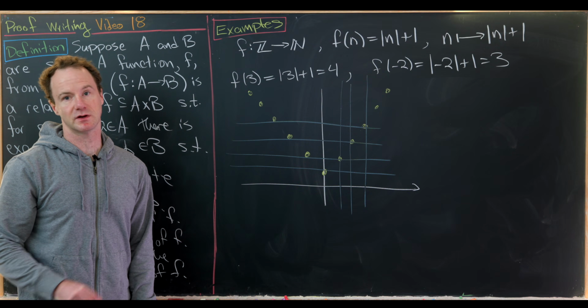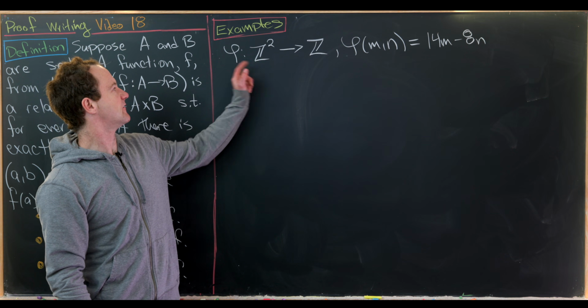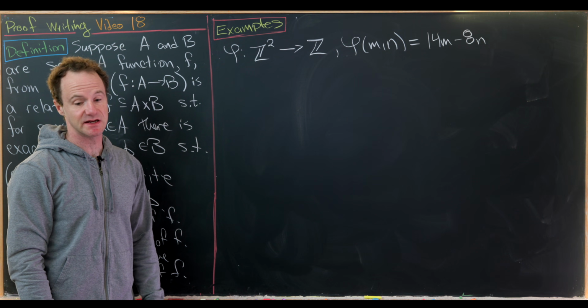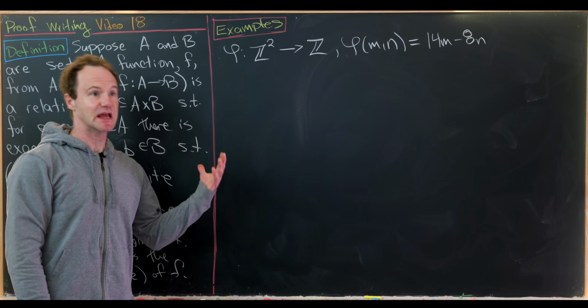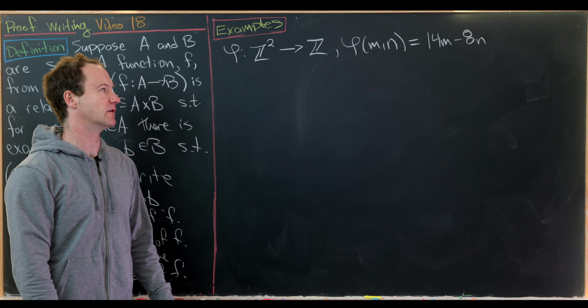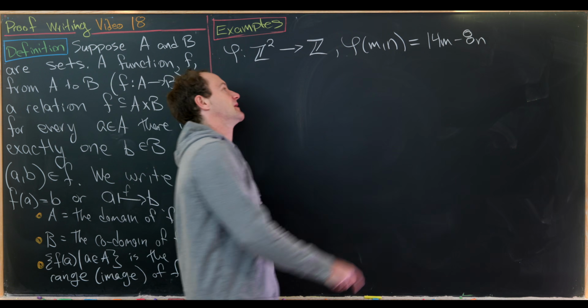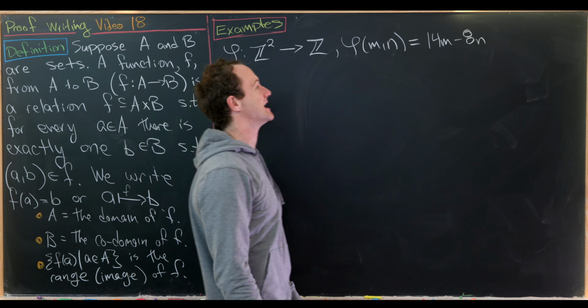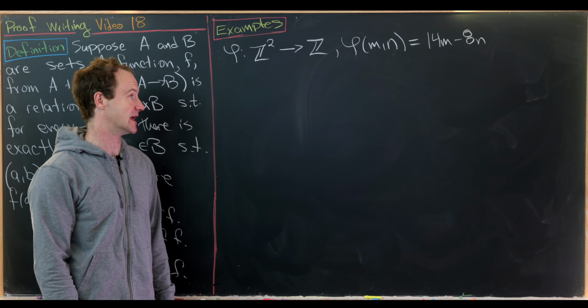Okay, let's do another one. For our next function, let's look at phi, which goes from Z squared, in other words Z cross Z, to Z. So it has an input of 2 integers and an output of 1 integer. And it's defined by the following rule. Phi evaluated at (m, n) is 14m minus 8n.